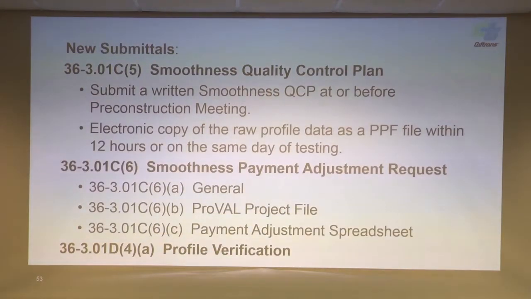This whole 36.3 is getting replaced in the NSSP, so you don't have to insert all the different paragraphs. You'll have the whole section. The main things that changed are the submittal requirements. We have a smoothness quality control plan that's required. We also have a smoothness payment adjustment request.